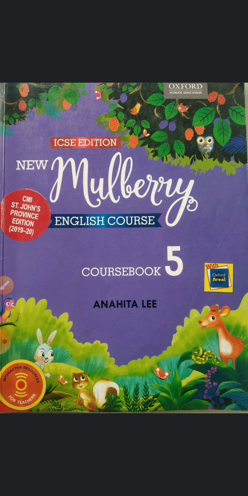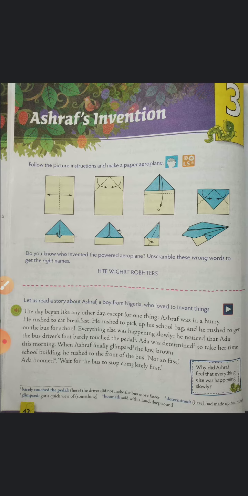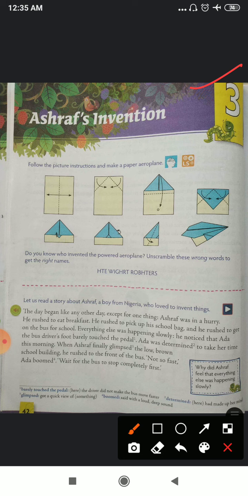Please take out your book and open page number 42. Here it is, chapter number 3, Ashraf's Invention. Ashraf is the name of a boy. An invention means a thing that has been made or designed by somebody for the first time, right? So in this chapter, we are going to discuss the invention of Ashraf.